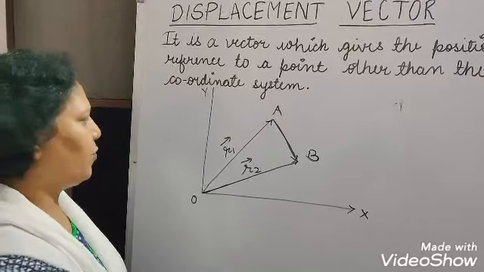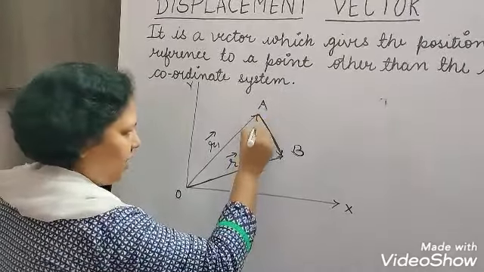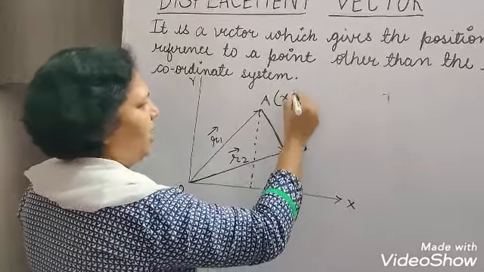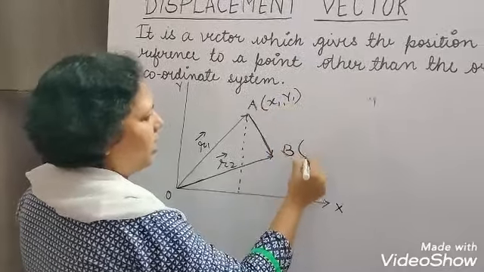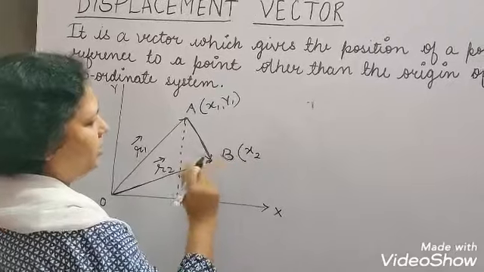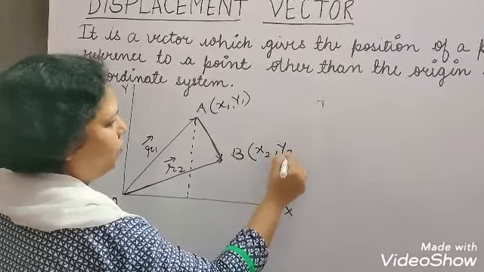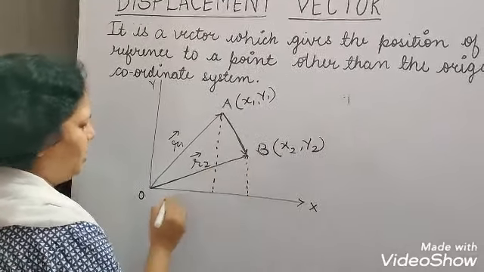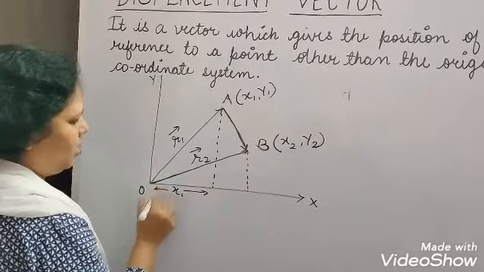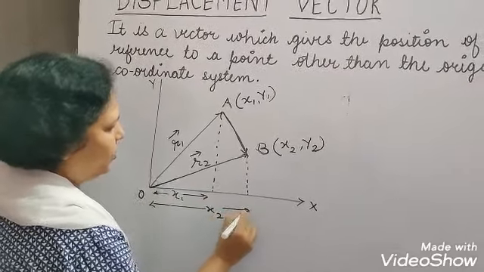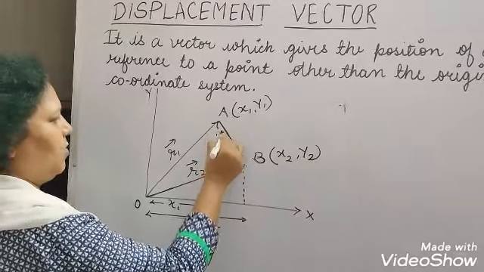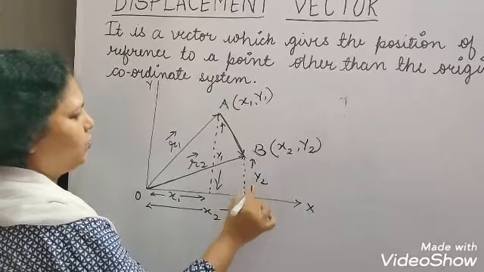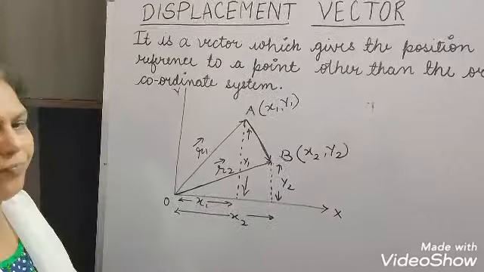Okay, now for calculation, the coordinate of point A is x1, y1, and the coordinate of B is x2, y2. Okay, this is x1 till here, then this one is x2 here, and it is y1 till here. Then this is y2. You can observe here.